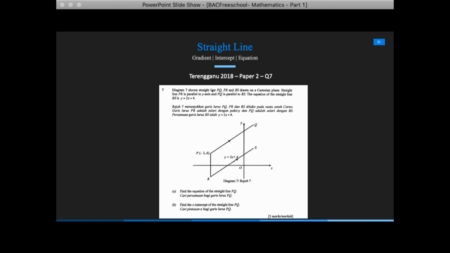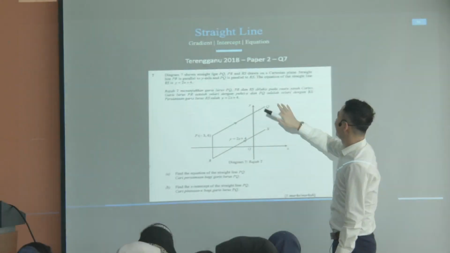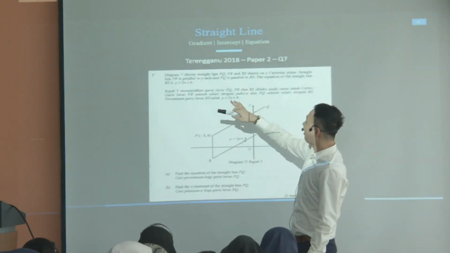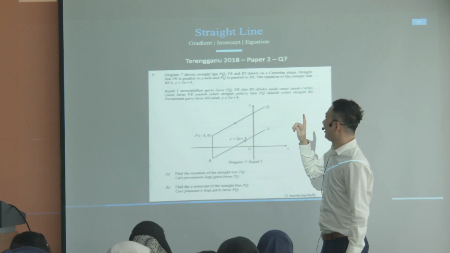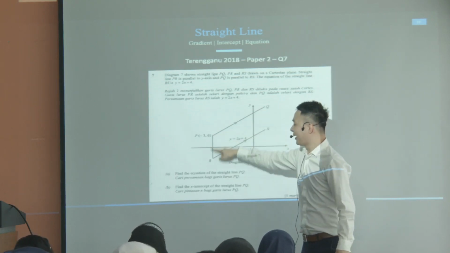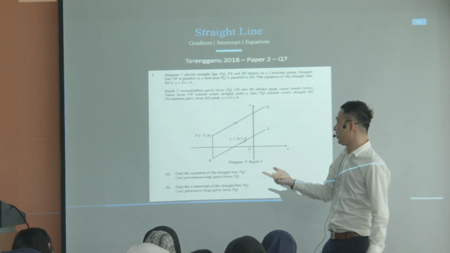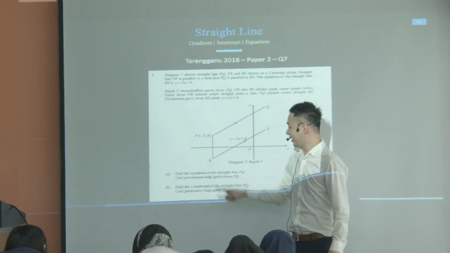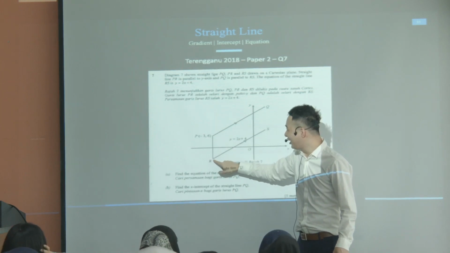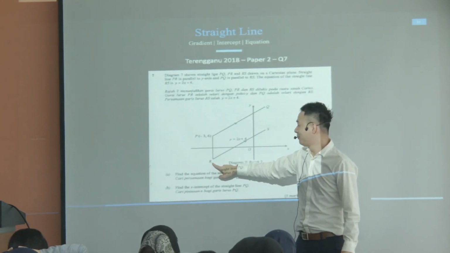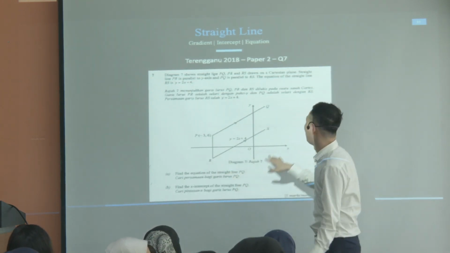Okay, you have this diagram. You have PQ, PR, RS. In this Cartesian plane, straight line PR is parallel to the y-axis. So this is PR. Parallel to the y-axis means what? It means you have the same x value. So if here is -3, at least I know my x value of R will be -3. But the y value I do not know. But this is the information I can get.